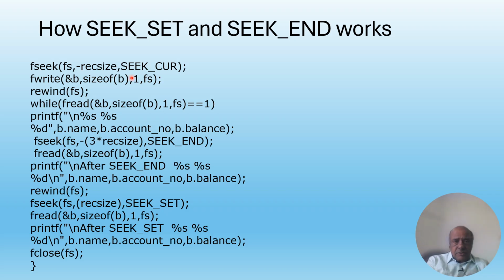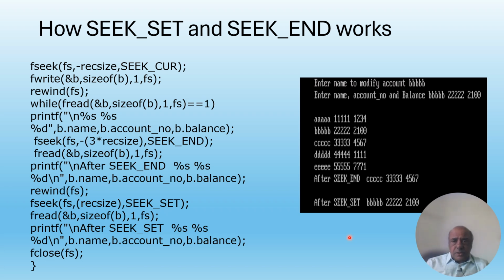In SEEK_CUR, this offset gives us the movement of the pointer from its current position in the file to the desired number of bytes or desired location denoted by this offset, which we have given as rec size. This minus sign moves the pointer prior to the current record. If it had been plus, or if there were no sign, that would have moved the pointer one record ahead of the current position.